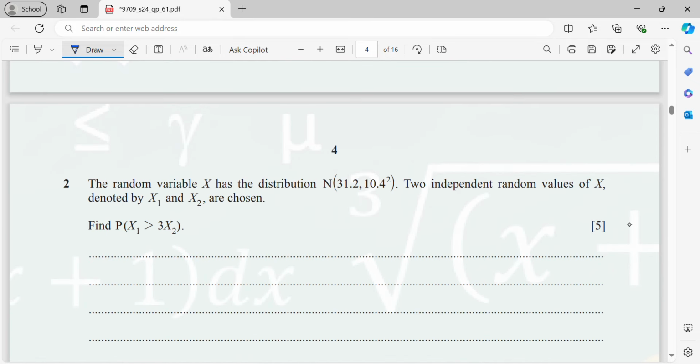Now for question number 2, the variable X has a normal distribution with mean 31.2 and variance 10.4 squared. Two independent random values of X, denoted by X1 and X2, are chosen. So these two, X1 and X2, are chosen from the X distribution, which means X1 and X2 will have the same distribution as X. Now find P(X1 greater than 3X2). So X1 is normally distributed with mean 31.2, variance 10.4 squared. Same goes for X2.